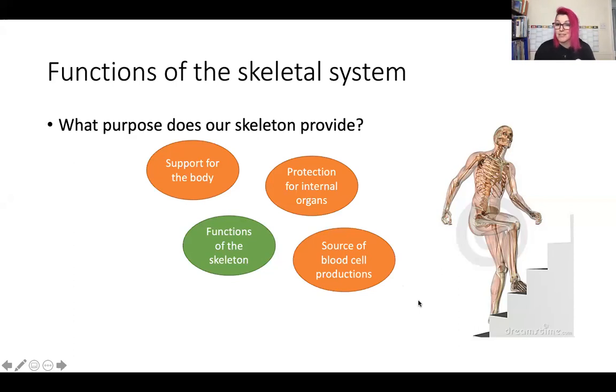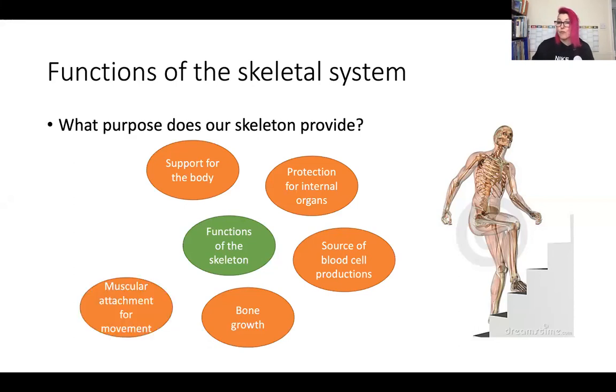Sources of blood cell production, so the skeleton does produce those red blood cells and those white blood cells. Bone growth, muscle attachment for movement. So without the skeleton, muscles cannot attach to the bones, therefore we cannot facilitate movement. And for storage of minerals, specifically calcium, which we also know we need for skeletal growth, but also for muscle contractions within the energy system.